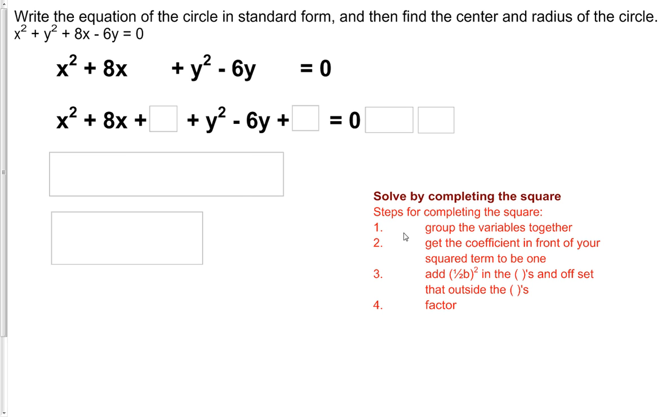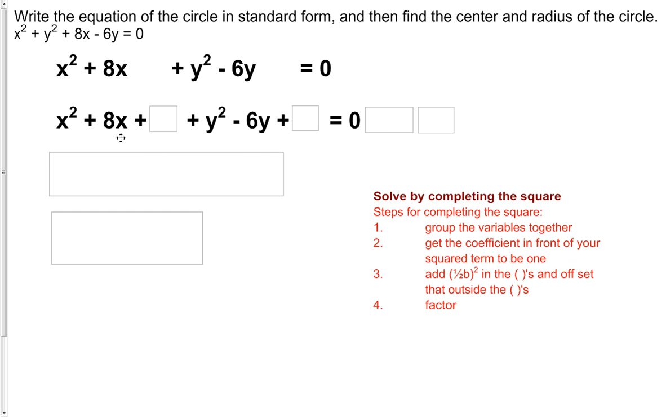The steps for doing this: 1, group the variables together. We already did that. 2, get the lead coefficient in front of your squared term to be 1. Well, that already came as 1, so we're in good shape there. Next thing we have to do is add half b squared in the parentheses and offset that on the other side of the equation, or on the same side of the equation with a negative.